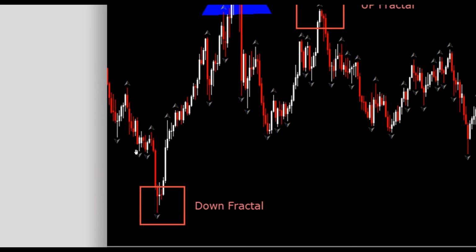And you need to find an appropriate resistance area, which if it breaks, will confirm the reversal of the trend. So for me over here, nice resistance levels were this double bottom, or quite higher here, the latest up fractal. That was a nice resistance area, which if it breaks, could confirm that there is a shift of the downtrend to an uptrend, which indeed is what happened.